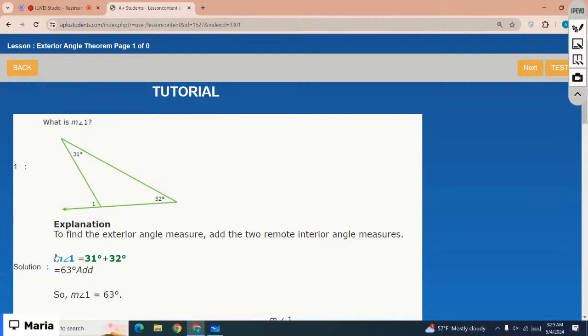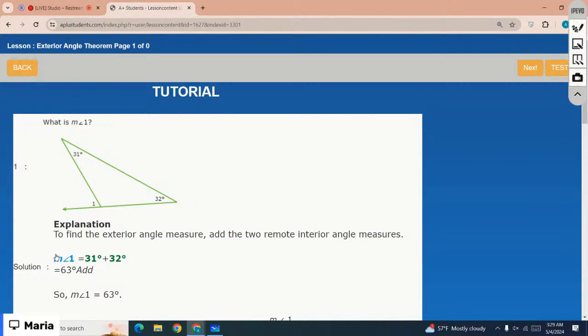What is the measurement of angle 1? My angle 1 is an exterior angle. Exterior angle means that it is outside the triangle, right? The angles that are inside are interior angles. The angles that are outside are exterior angles. So to find the exterior angle, add the two remote interior angles. Remote interior angle means the angle is on the two connecting lines, right?